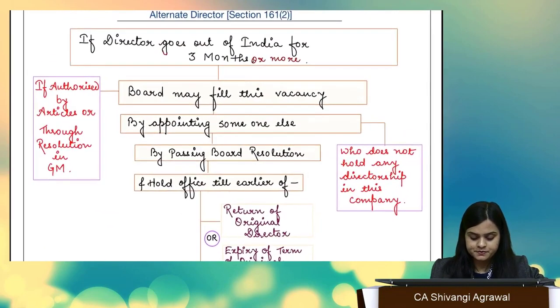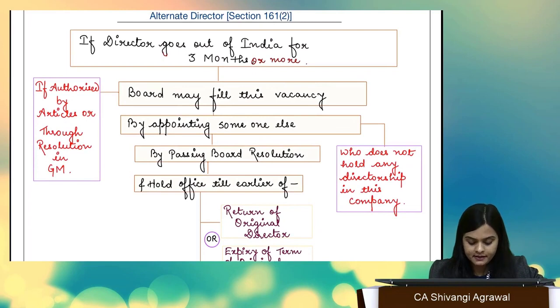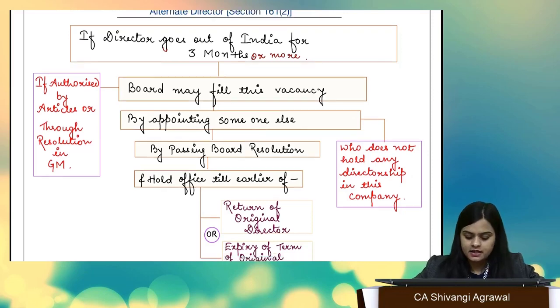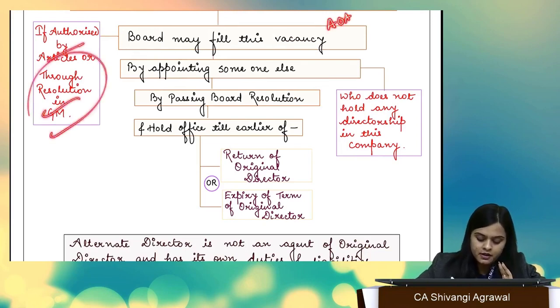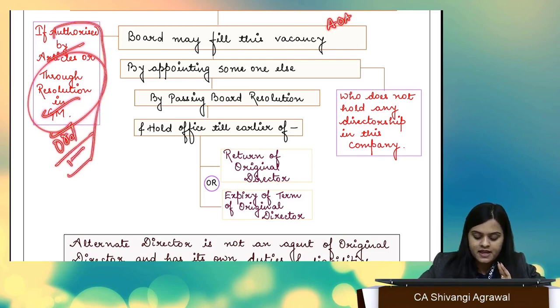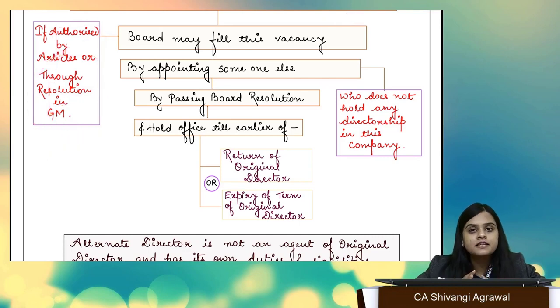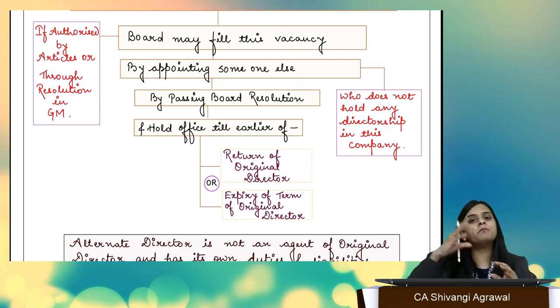Alternate director. If a director goes out of India for 3 months or more, the board has the power. From where do they get the power? They get the power from either articles of association or through ordinary resolution in general meeting. So if they have this power, they can fill the vacancy of that director by appointing someone else. How? Simply by passing ordinary resolution. Now, he is a replacement.